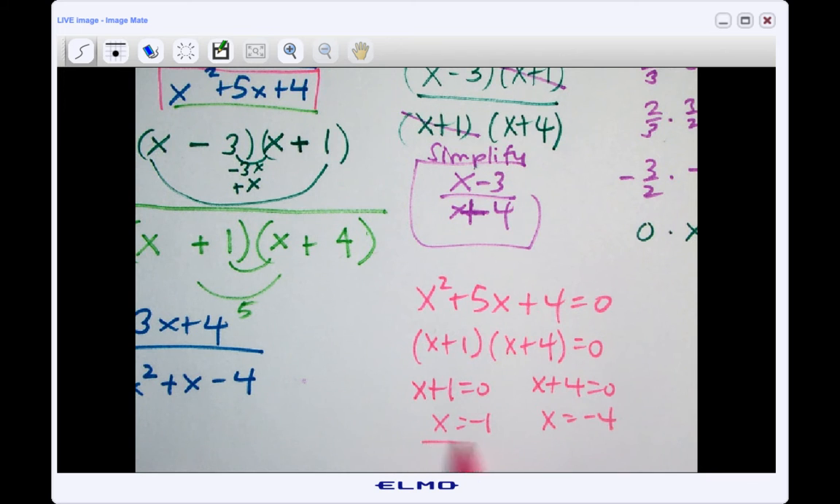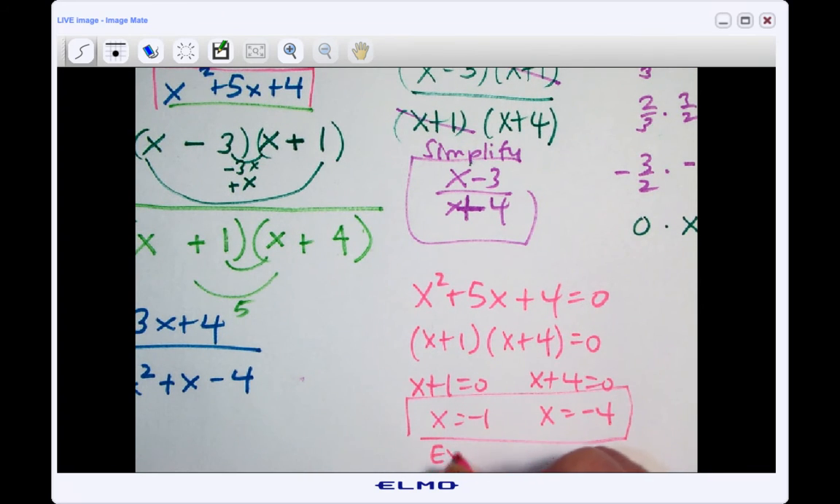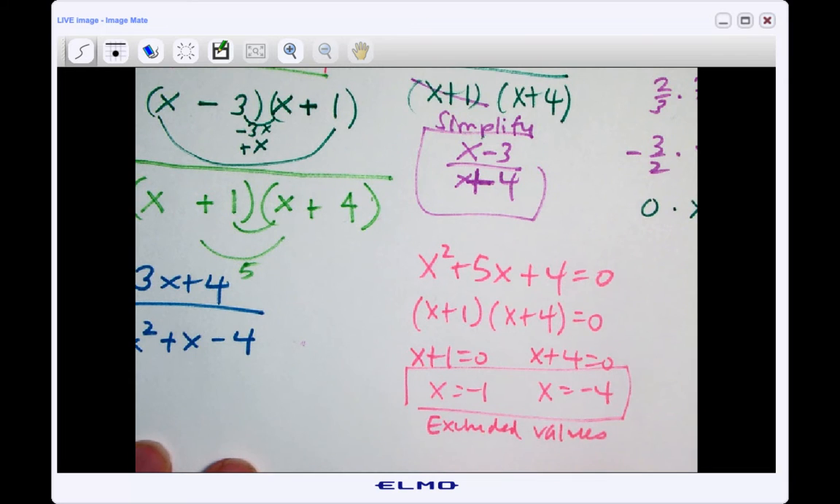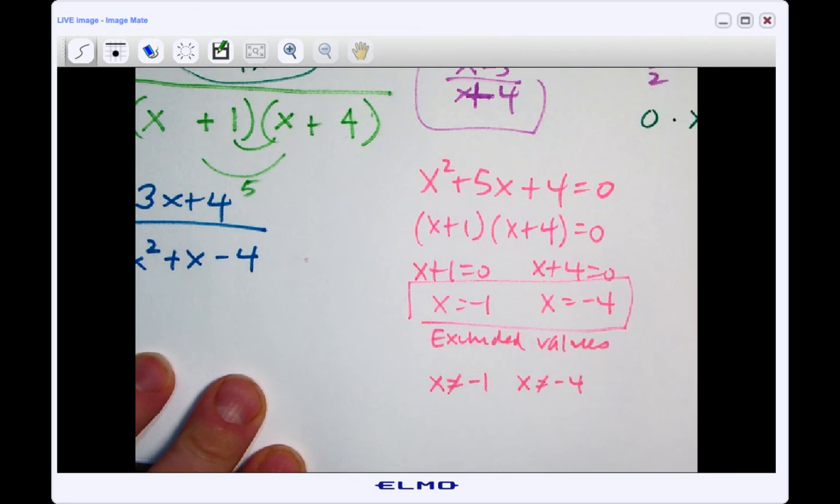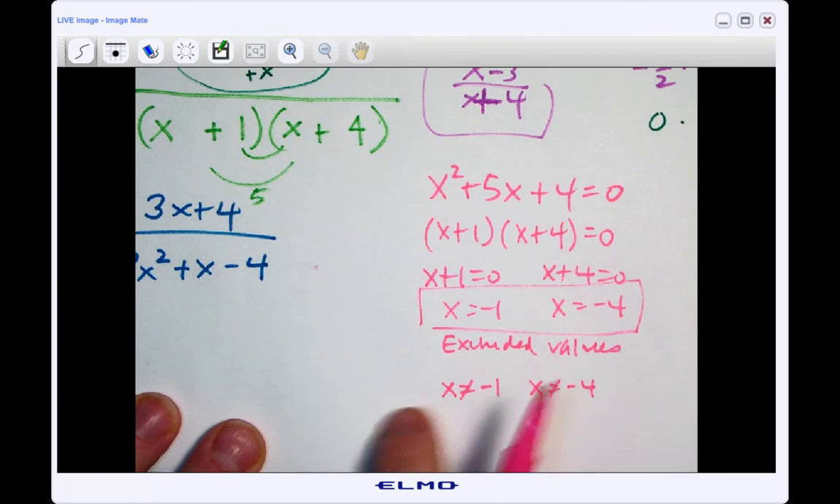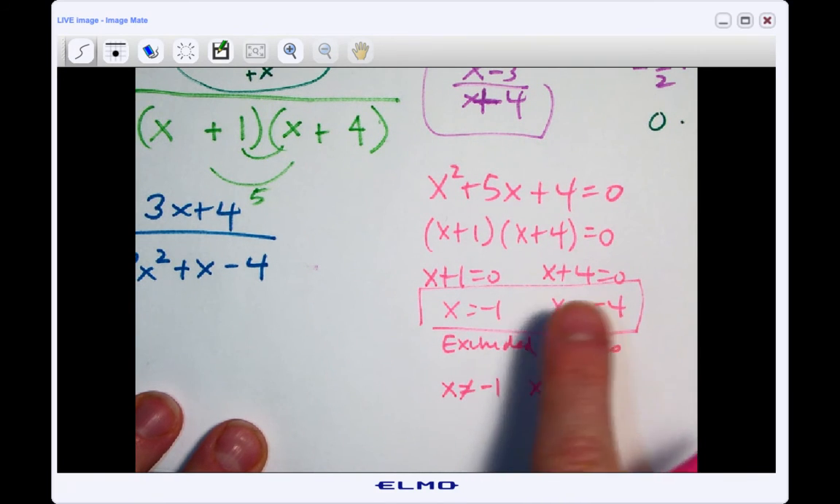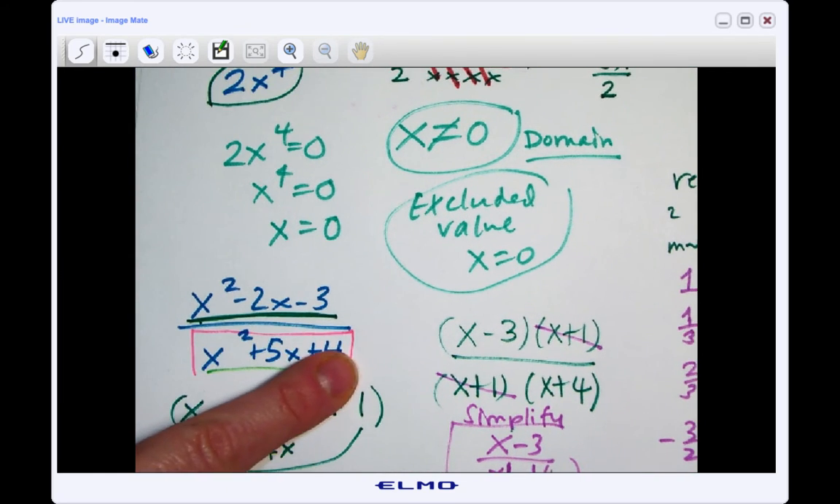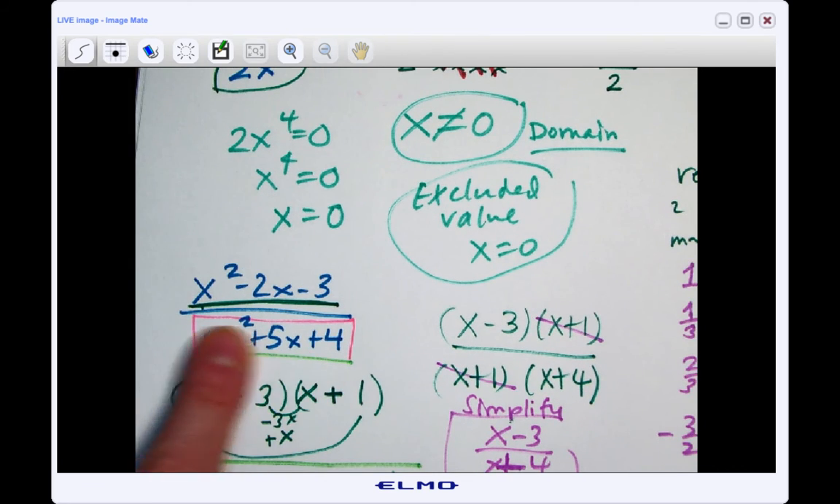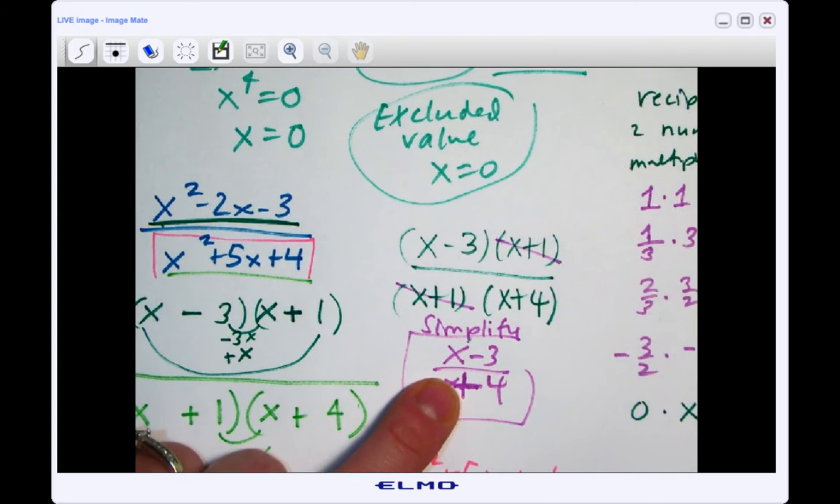And so these are my two values, these are my excluded values, so I could name them excluded values. Or if it came up and they said, what's the domain? Sometimes I just say x cannot equal -1, x cannot equal -4. Sometimes they write it as a set: x cannot equal this set of numbers. Any of those ways that you want to say it. So these are the values that will make this thing undefined, basically. You can't use a -4, and I can't use a -1 in here because we'll be dividing by a 0. And this is my simplified one.